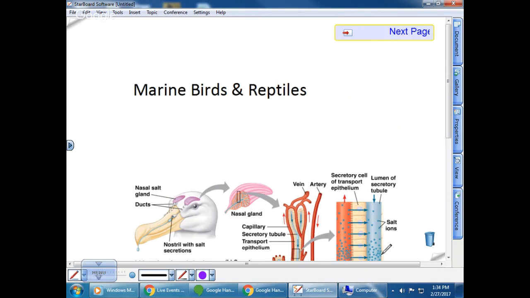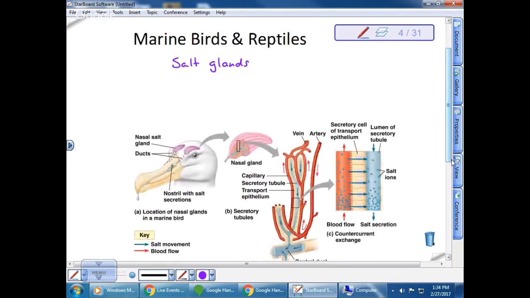So when we look at marine birds and reptiles, they take in lots of salty water. And if you think about it, they're eating lots of probably salty food. And so if they're marine, they have to have a mechanism to get rid of the extra salt. And so they have what are called salt glands. And these are designed to kind of clean their blood of salt ions. And so it is a special system that is set up as a counter current exchange system between the water and the circulatory system.